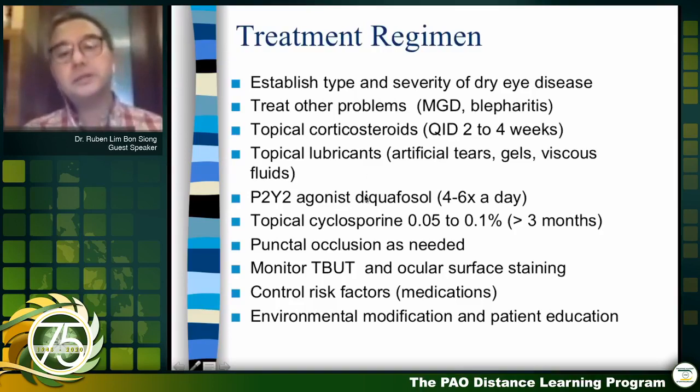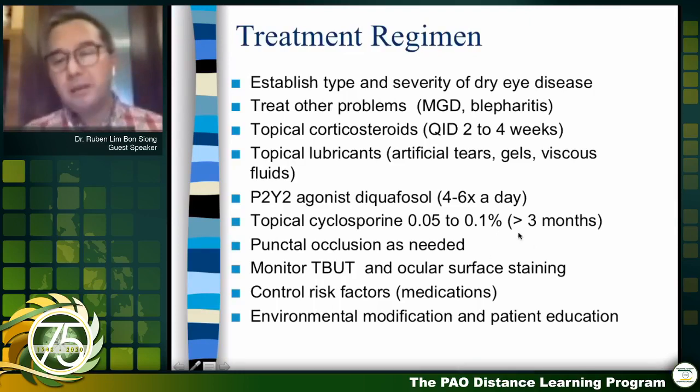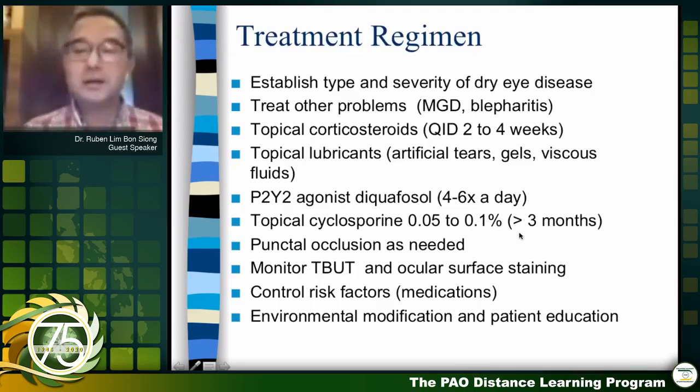P2Y2 agonist can now become a first line. It can also end up as a monotherapy, because it improves the mucin. However, it's not long lasting. It has to be given constantly. The effect is not a cure. Cyclosporin, you want to give it for more than 3 months, because the effect starts at around 3 months. Occlusion as needed when there's no more inflammation.